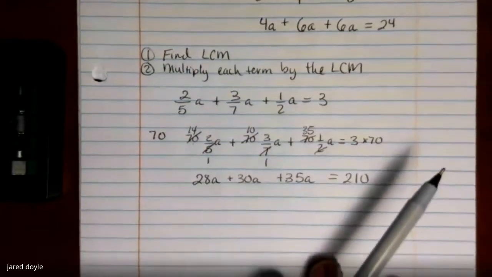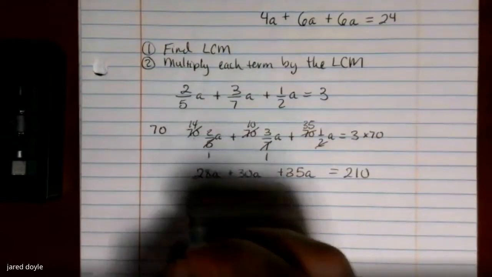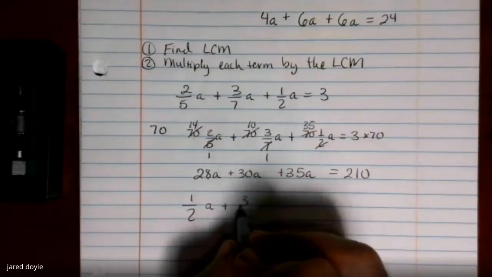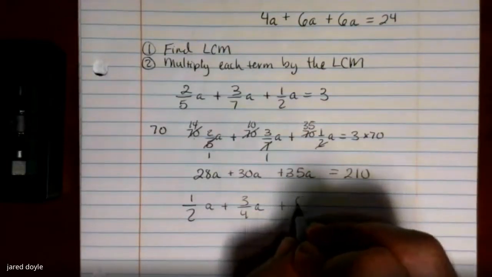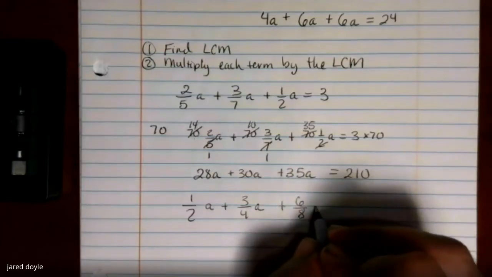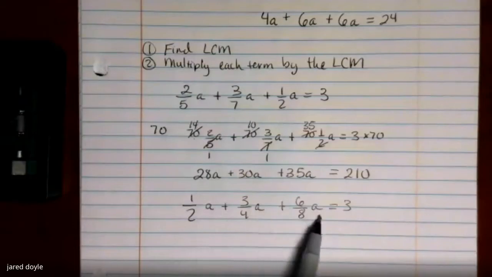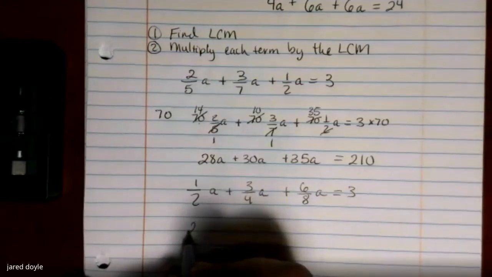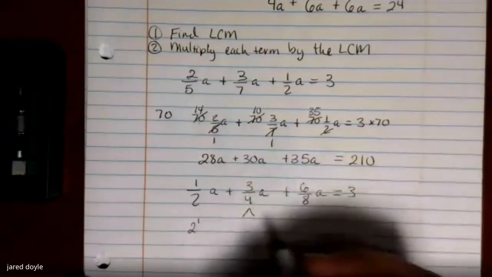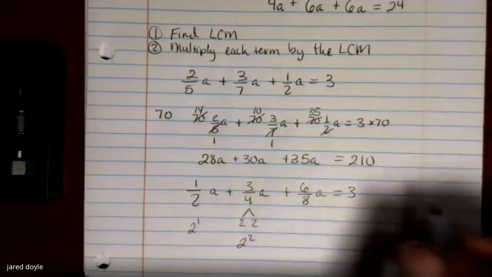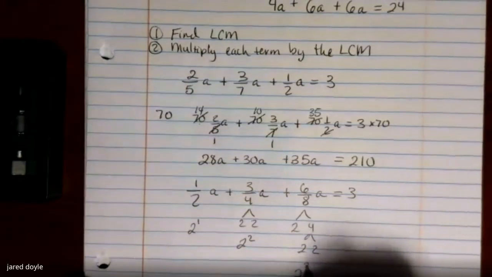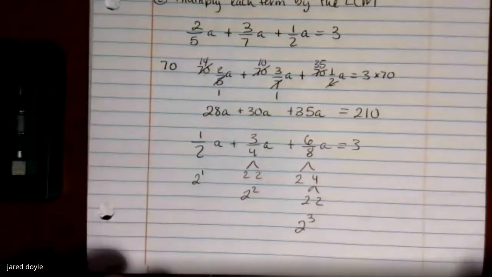Okay. Now I'm going to show you the prime factoring. So if we go back up to 1/2 a plus 3/4 a plus 6/8 a equals 3. Well, I can look at all these numbers, the denominators there, 2, 4, and 8, and I can prime factor this. Well, that's just 2, first power. That's 2 times 2, or 2 squared. And this one is 2 times 4, 2 times 2 times 2, that is 2 cubed. So here it is, prime factored.